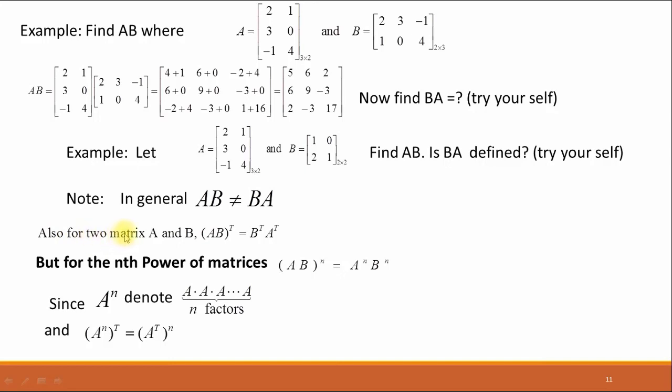Similarly, note that for two matrices A and B, the transpose of AB can be written as B transpose into A transpose. But for the power n of matrices, for the whole power n of AB, we cannot simply write A power n, B power n. Since A power n denotes A multiplied by A up to n factors, A power n means A multiplied up to n factors.